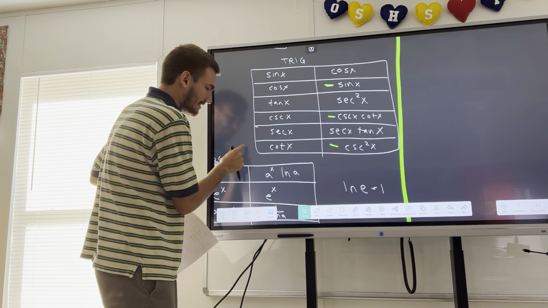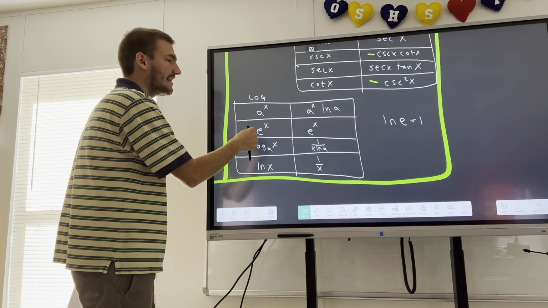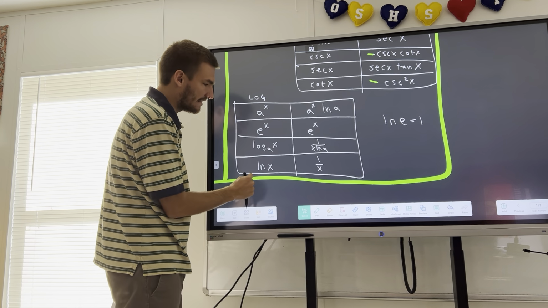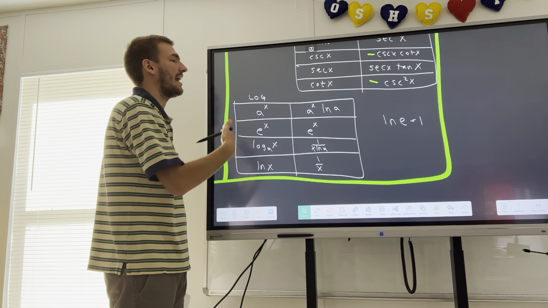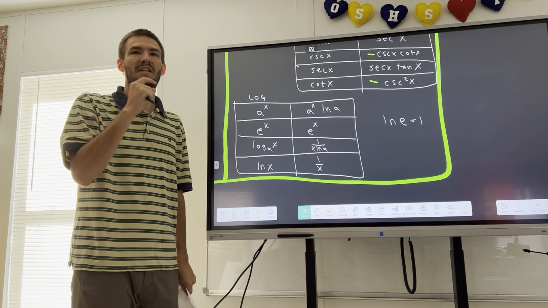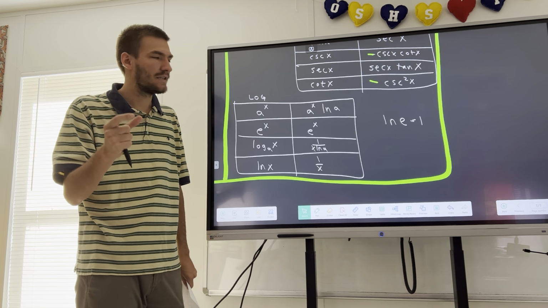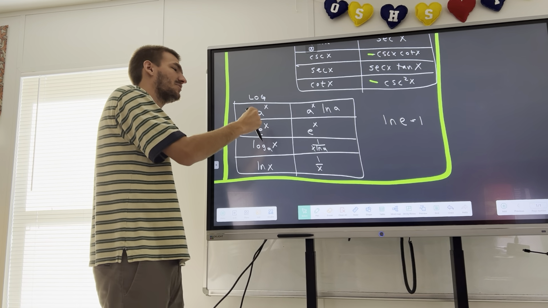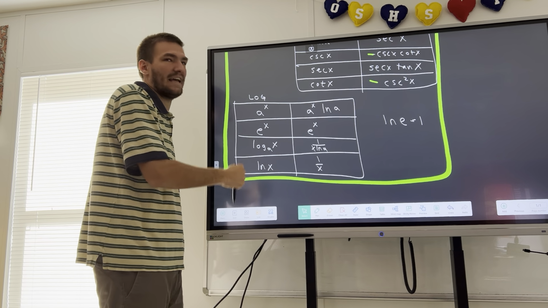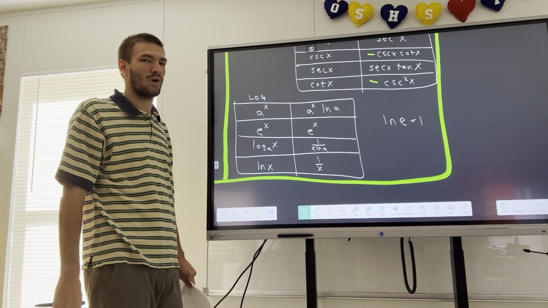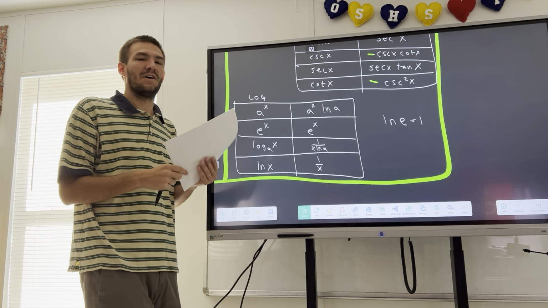And then lastly, these four here: e to the x, ln x, 1 over x. And then these other ones, which are just a little bit uglier, you just put that little extra ln a. Okay. There's homework tonight.